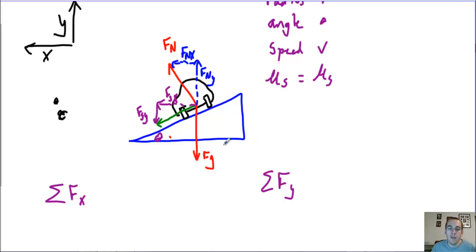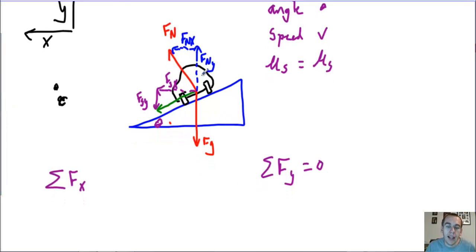Now the very first thing I want to notice is that in y, this car, we don't want it to drift up or down, it's just going around the curve. So the net force in y has to equal 0. And from that, I can determine a whole bunch of things. I can say, well, what forces act in y? And be careful, there are 3.